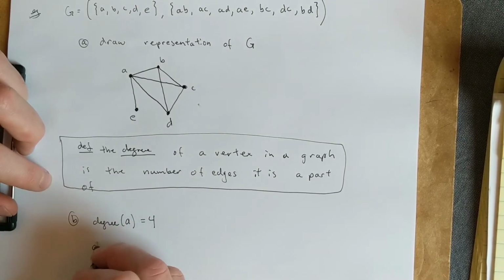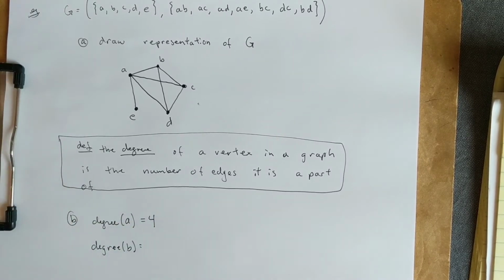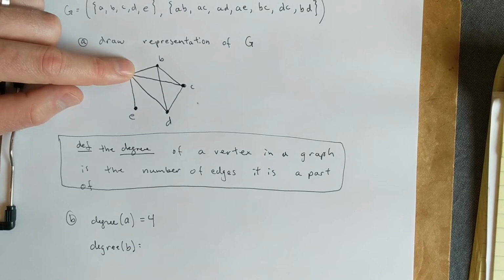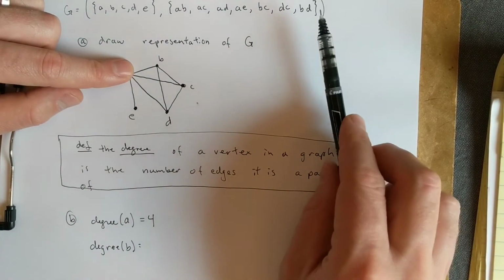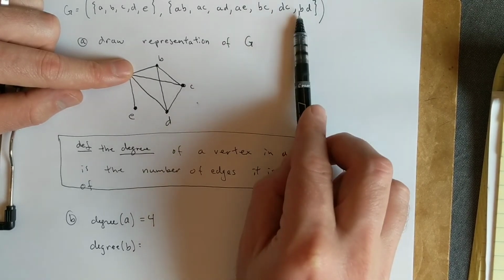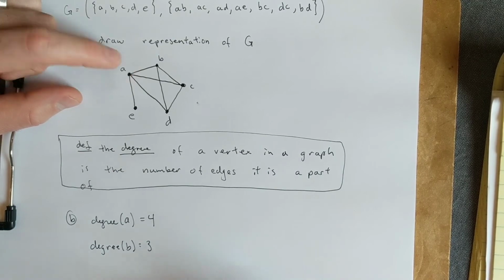So we could also ask, what are the degrees of the other ones? So what's the degree of B? Let's go up here. In the picture, we can see that if we drew this correctly, the degree of B should be 3. We can also go up to this list and see that B shows up 1, 2, 3 times. So the degree of B is 3.